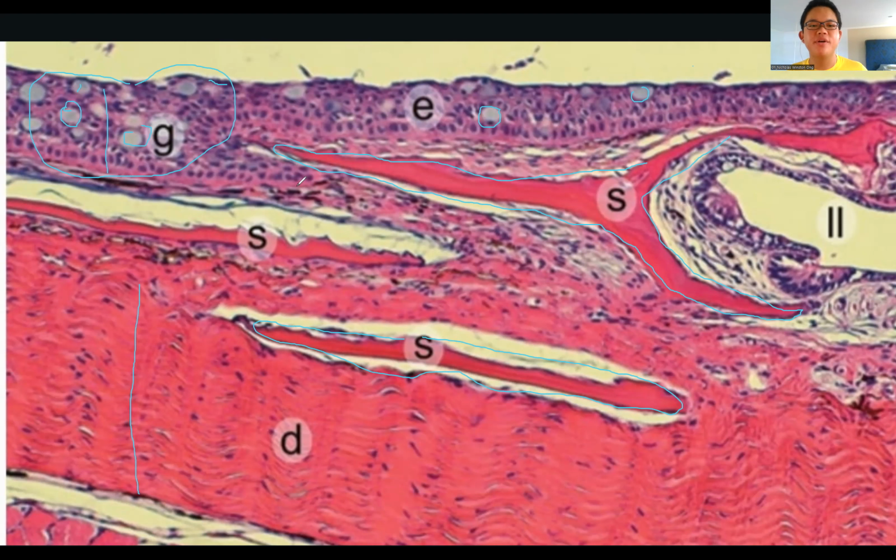Now let's move on to the normal histological anatomy of the skin of the fish. Let's erase all of this. On the uppermost part of the skin of the fish, we can find its epidermis, which, as in other animals, is composed of stratified keratinized squamous epithelium. The only difference is that the epidermis of the fish will contain mucus-producing goblet cells.